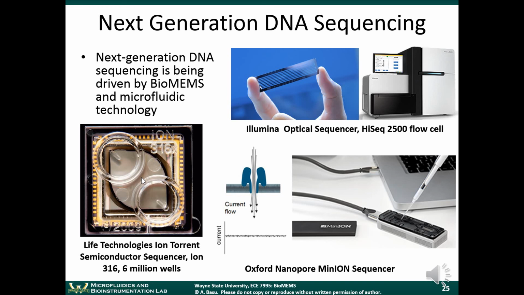The way they sense what type of base it is, whether it's A, C, G, or T, is by using a sequencing by synthesis technique, which also requires a semiconductor sensor. So they have a whole array of wells, and they have a semiconductor pH sensor in each one of those wells. So they have 6 million pH sensors in this chip that's about a few centimeters by a few centimeters.